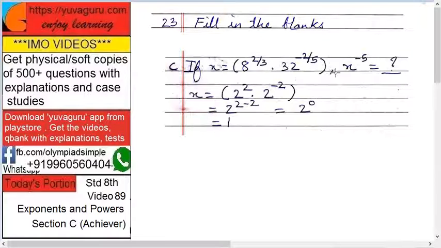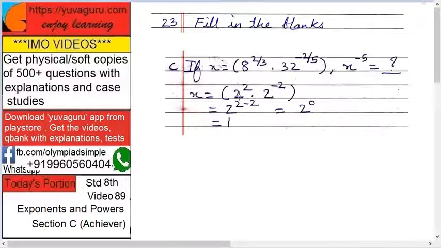2 by 5, then x raised to minus 5 equals to, okay, solve this first. So 8 raised to 2 by 3 means this is cube root of 8 the whole square, right? 3 comes over here, but cube root of 8 is what? 2. So 2 square into this 32 raised to 1 by 5, that is 2. So 2 raised to minus 2.